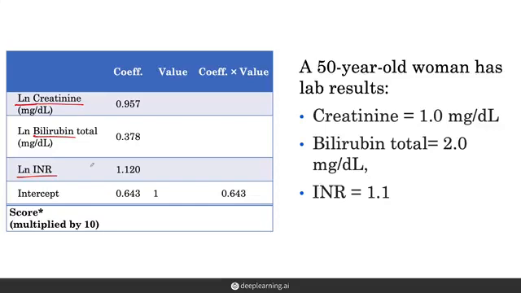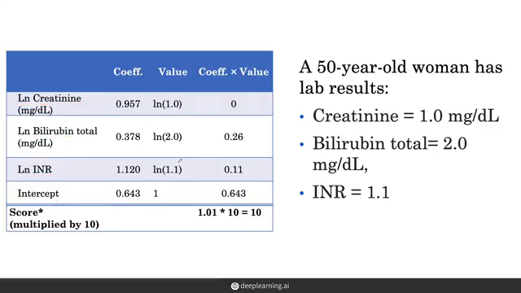The second thing to notice here is that there's an intercept feature. The value associated with the intercept is always 1, so we can think of the intercept as the expected risk score if all of these values are 0. Now let's compute the MELD score for this patient.